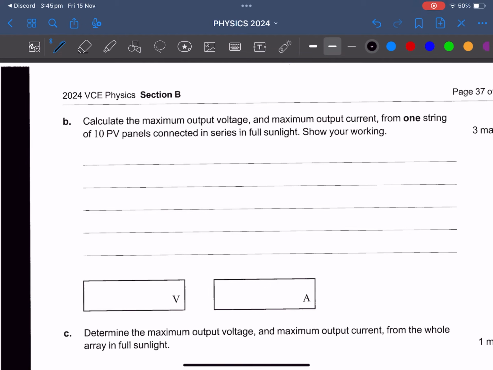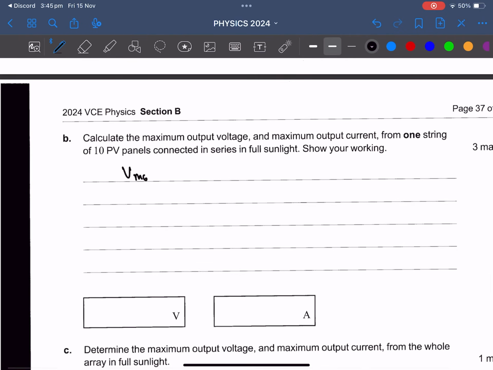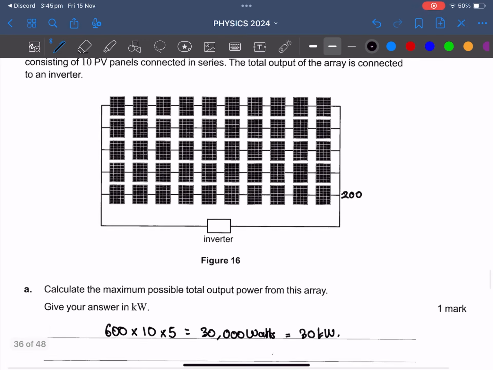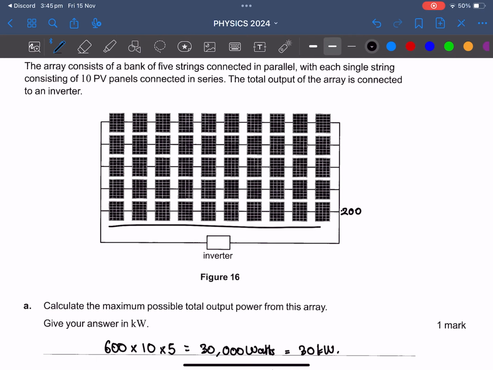So it will be voltage maximum is equals to 20 times 10, which is 200 volts, and we also have to calculate the maximum output current. So in series our current will stay constant throughout here.